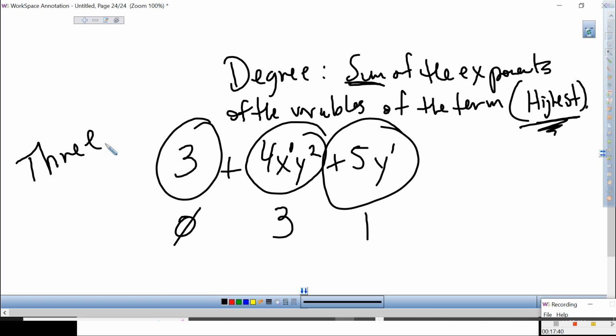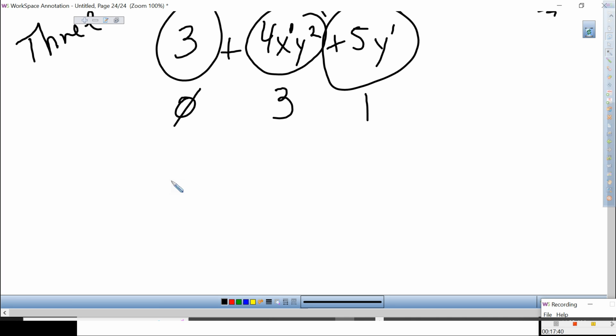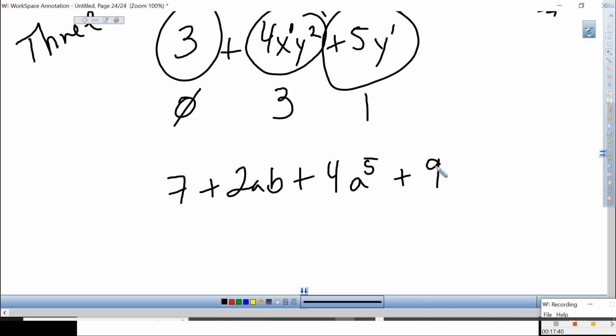Is it coming back for some of you? Yes? Let me give you another one just to make sure we got it. Let's do 7 plus 2ab plus 4a to the 5th plus 9b. All right, look at it. So you know the degree of that polynomial. What's the degree of that polynomial?